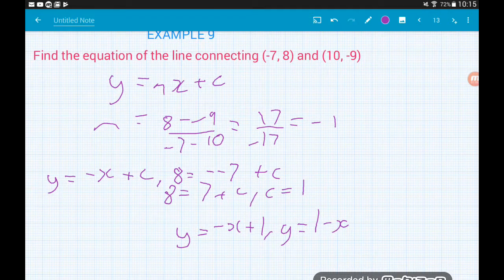So let's check that against our coordinates. So when x is minus 7, y needs to be positive 8. So if we substitute that into 1 minus x, 1 minus minus 7 is 1 plus 7, which is indeed positive 8. Let's check it for (10, minus 9). So when x is equal to 10, y needs to be minus 9. So 1 minus 10 is indeed minus 9.